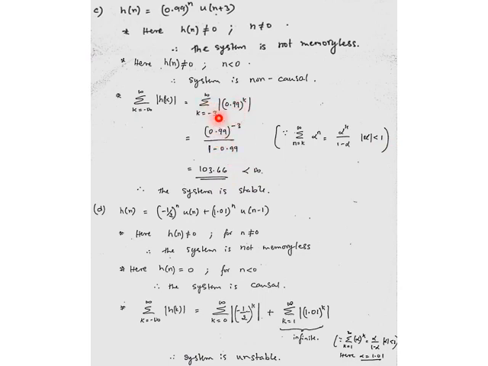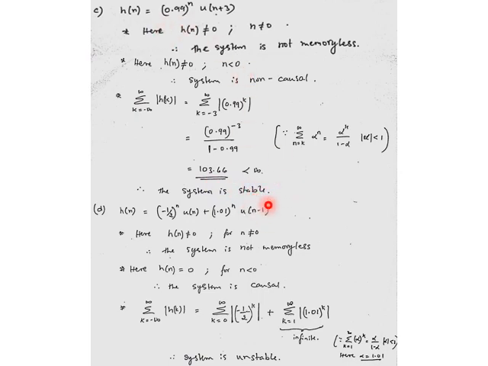So k equal to minus 3 to infinity. This is the k value that we consider over here. So we need to have 0.99 to the power minus 3 divided by 1 minus 0.99. This is some finite value, so it is less than infinity. So the system is going to be stable.